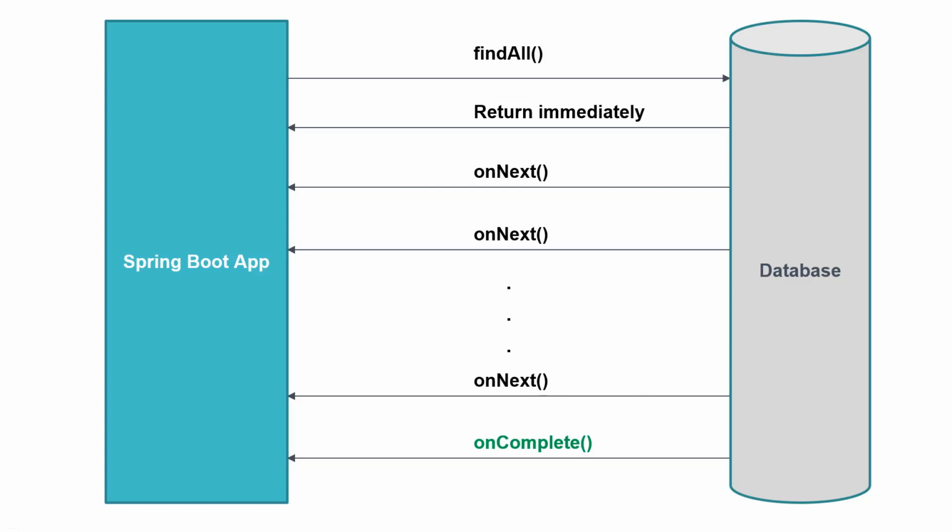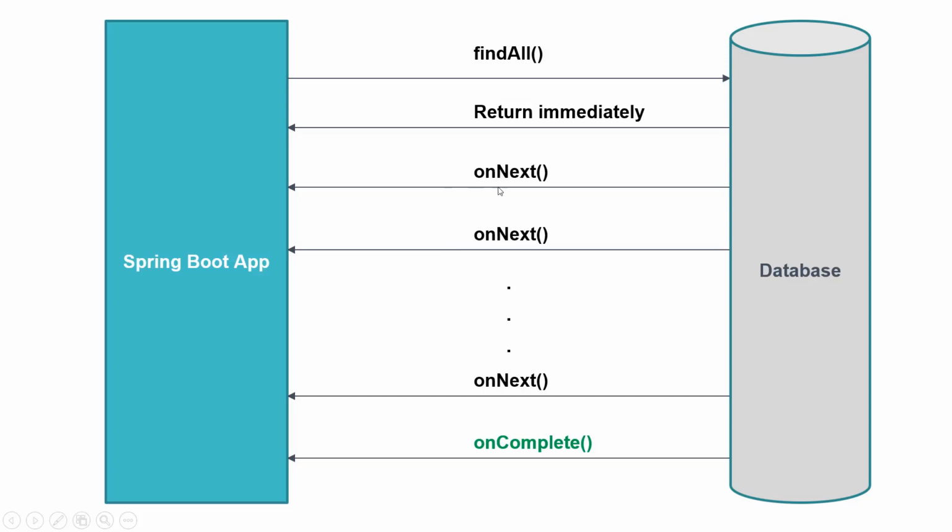Now let's have another scenario. Say for example, in the order table, we don't have any record. Basically, the order table is empty. So from our Spring Boot application, we are calling the database to get all the records from the order table. The call will be returned immediately because it's asynchronous and non-blocking. But in this case, we don't have any record in the order table. So there will not be any onNext event because we don't have any record inside the order table. So directly we will get an onComplete event. So here we don't have any record in the order table.